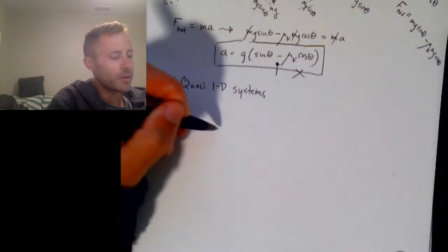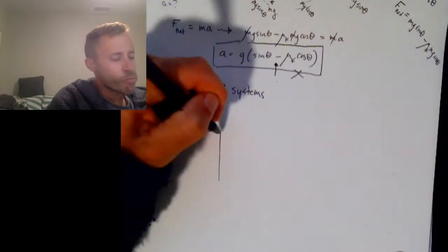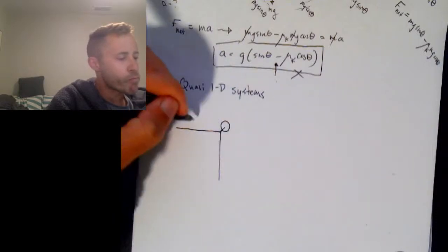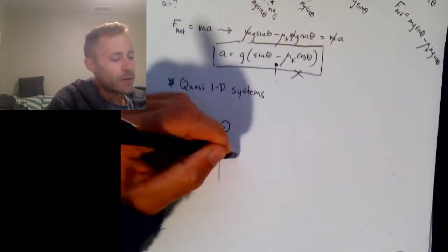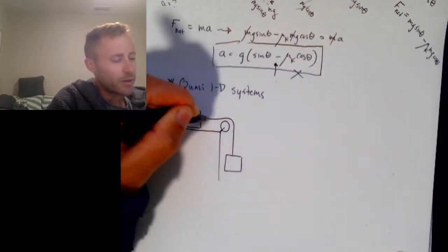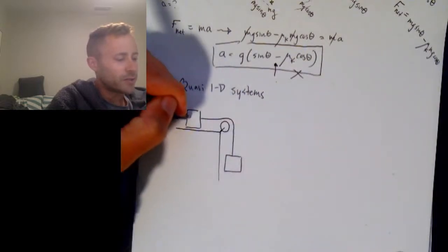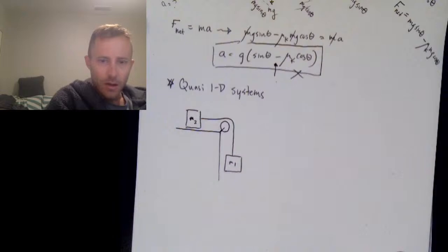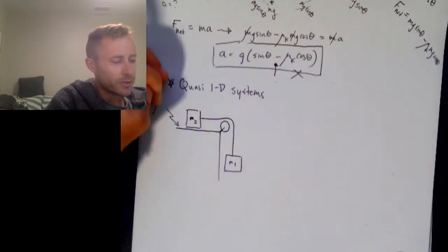So here's an example of a quasi one-dimensional system. You've got like a table. That table has a pulley on the end. There's a mass on the table. There's a mass dangling from the table. Those two masses are connected by a rope. Okay? I'm going to give these masses sizes. So there's M2 and there's M1. And we are going to assume in this case that it is a frictionless table.